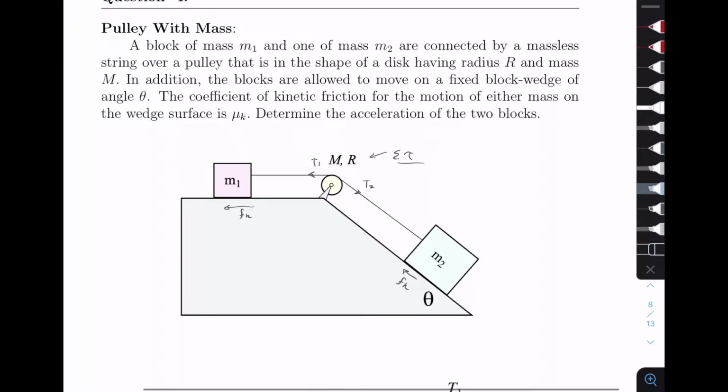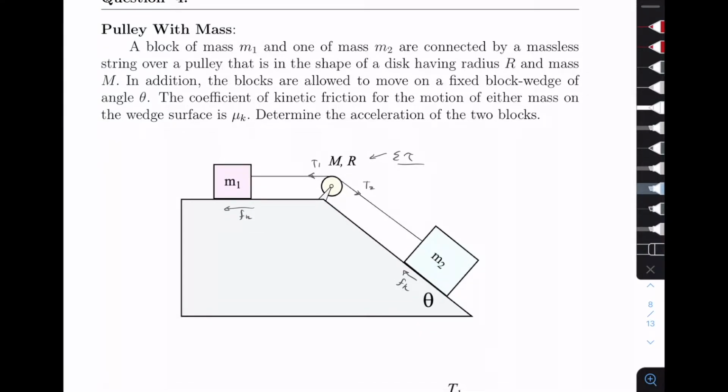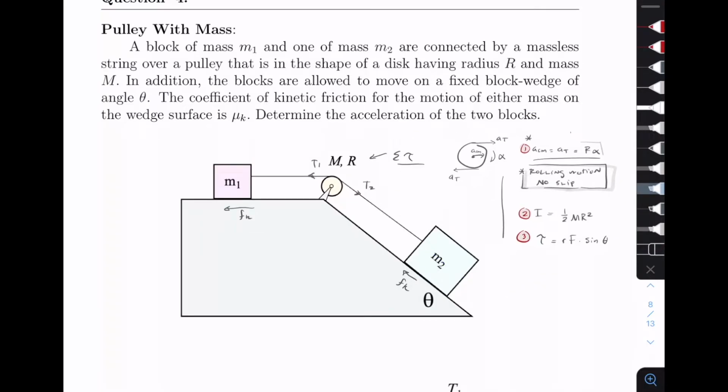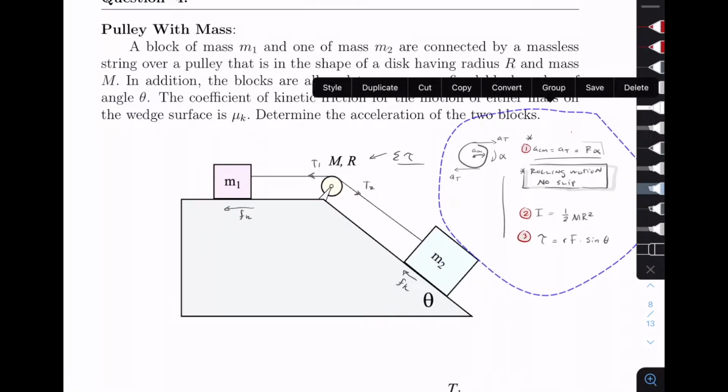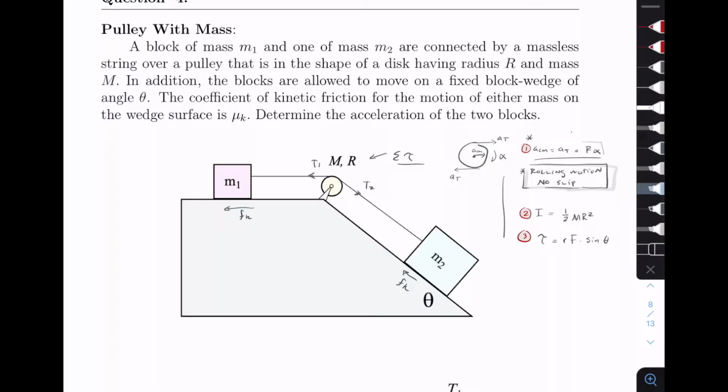What we're going to do is model the system and then try to figure out the acceleration of the two blocks by using this relationship of the pulley and the two tensions and the torque equation. Okay, one thing too that we know about this system, we have rolling motion here with this pulley.